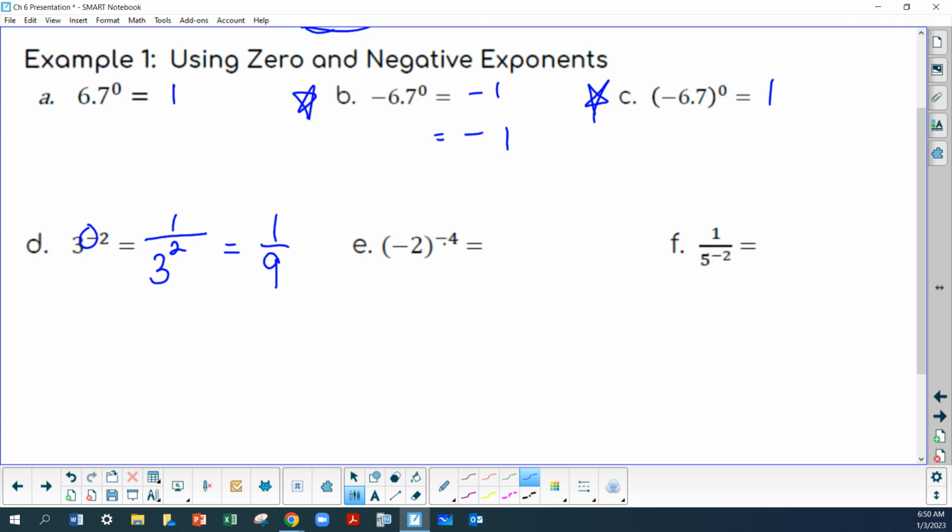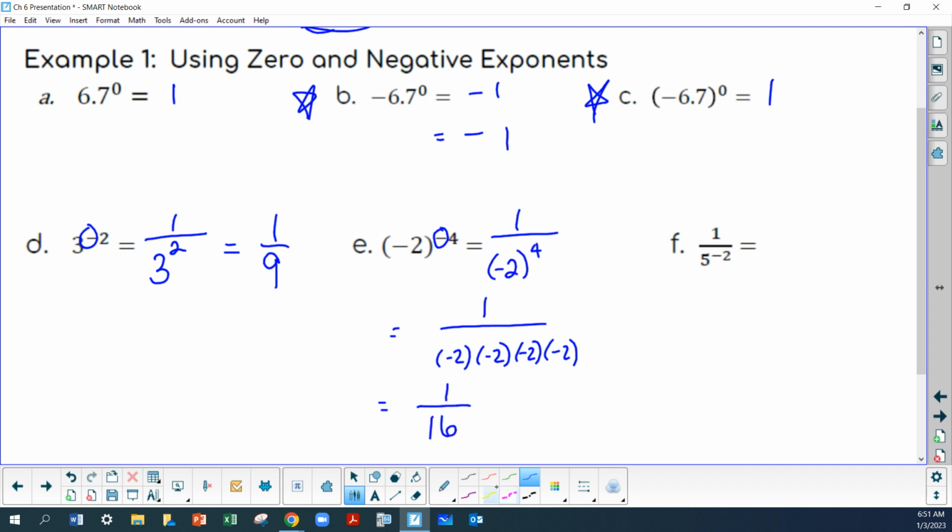Negative 2 raised to the negative 4. Well, the negative exponent will cause this to go down below. And now it's the number, negative 2, that gets raised to the 4th. That's like saying negative 2 times negative 2 times negative 2 times negative 2. And 2 times 2 is 4, times 2 is 8, times 2 is 16. We would get 1 over 16. As we know, negative times negative makes positive, and the third negative times the fourth negative makes a positive as well. We will end up with a positive answer on that one.